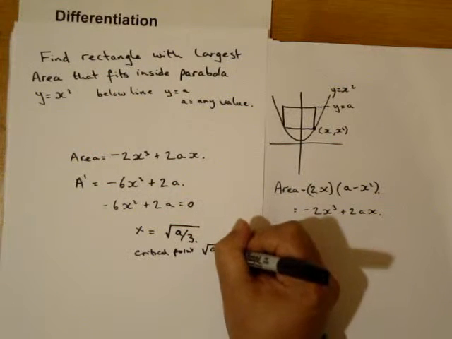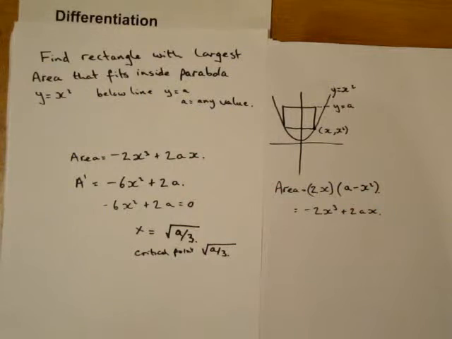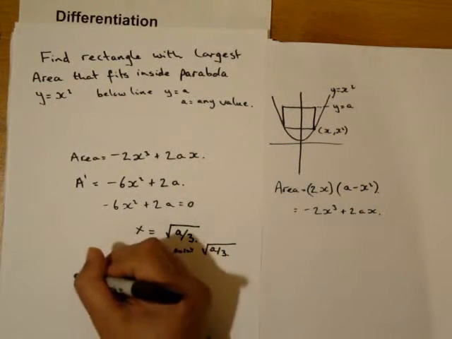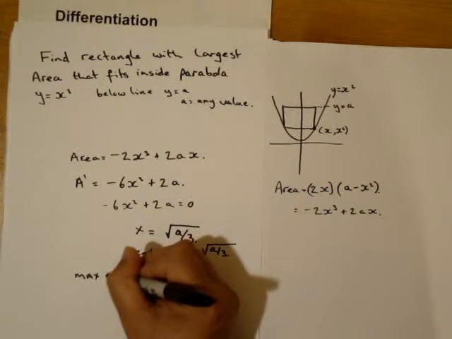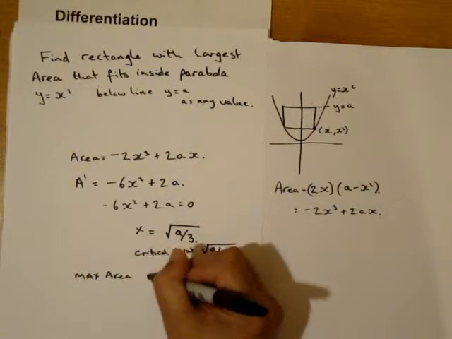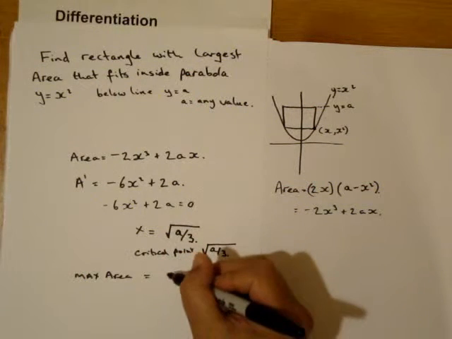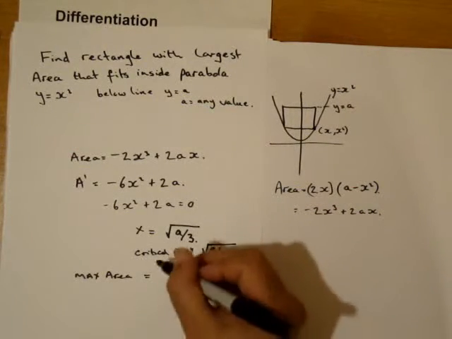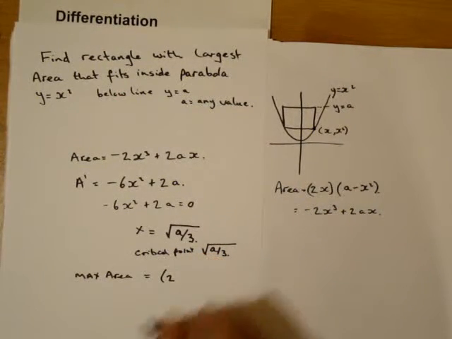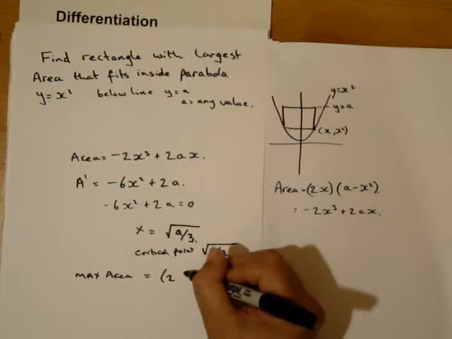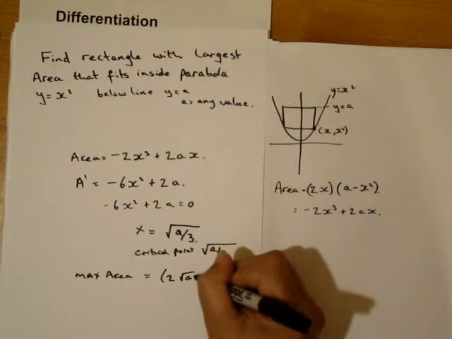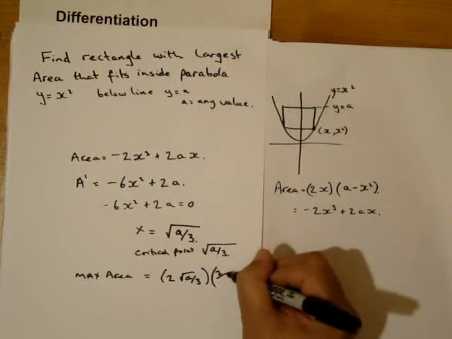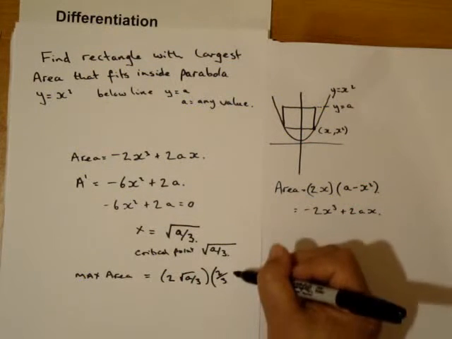Square root of a over 3, and our area, or the max area, will be given by this 2a square root of a over 3 multiplied by 2/3 a.